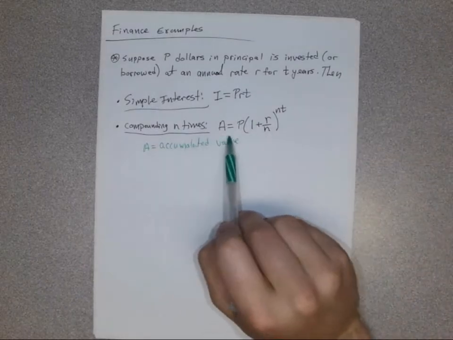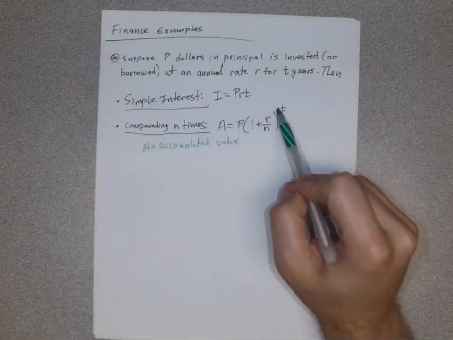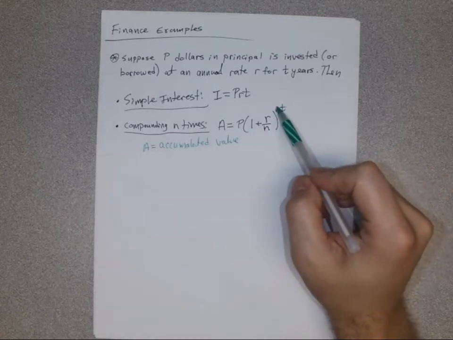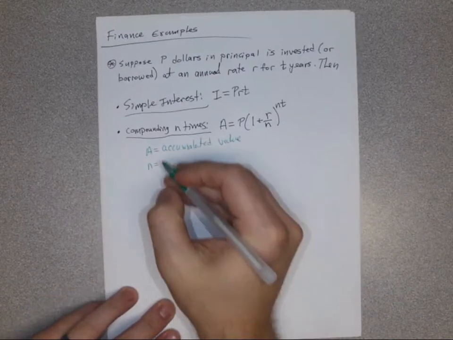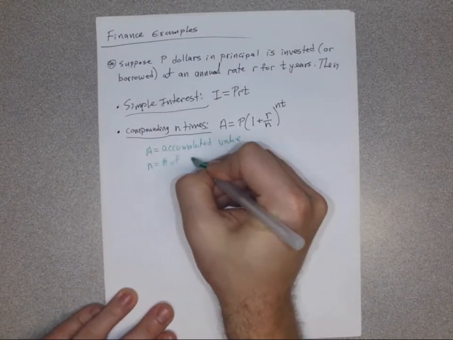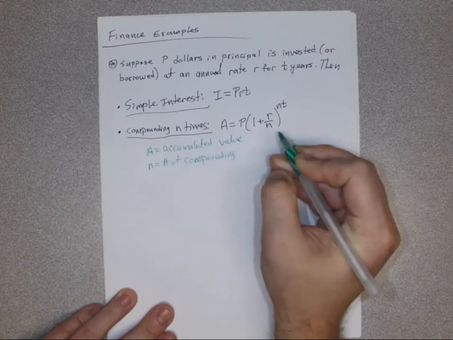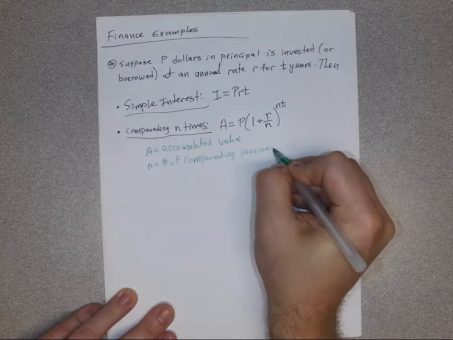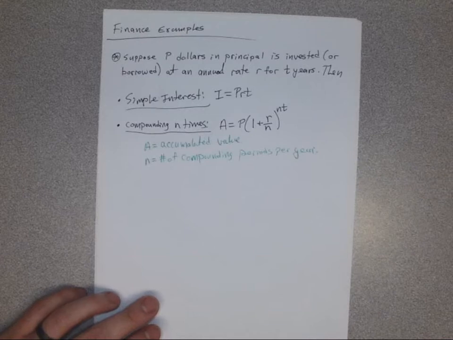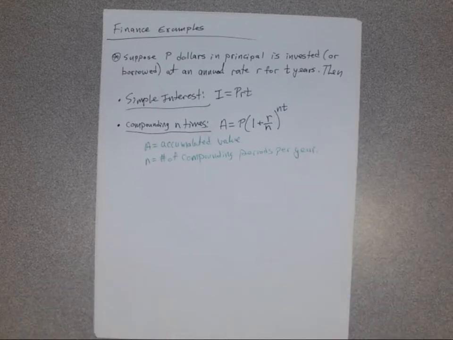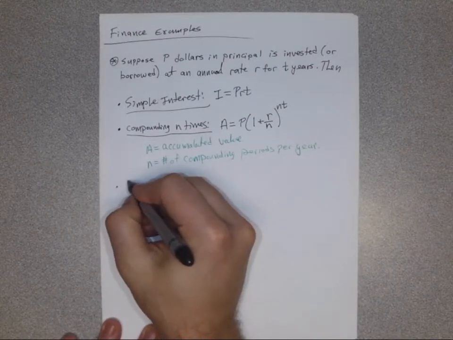So things to know here: A is our accumulated value. This is what we'll be searching for in a lot of the problems, and we'll be searching for a value up here in the exponent, which is later sections. N is the number of compounding periods per year. And then the rate, we already know what all those are. And then the last one we need to know is continuous compounding.